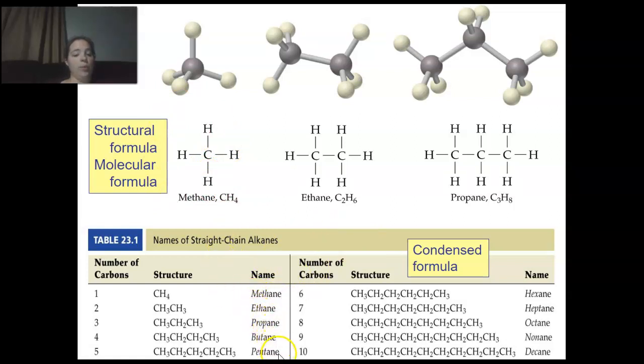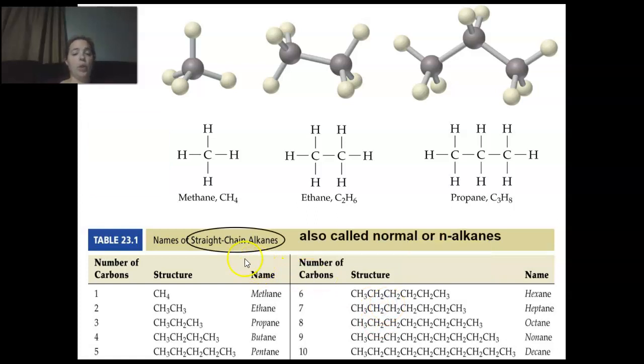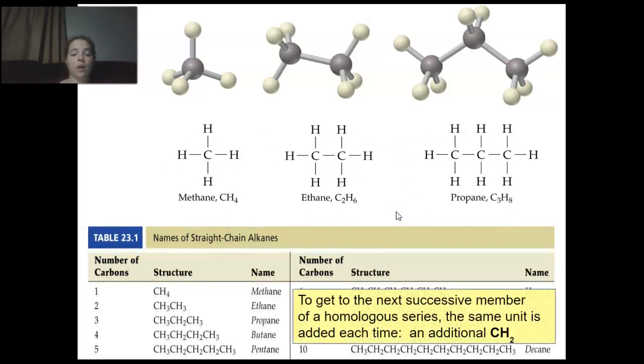Methane, ethane, propane, butane. You can see these are the condensed formulas right here. Don't worry too much about them. They're really good about giving them to you. They're straight chained alkanes. That means they go in a straight line like you see here. Each successive member of a homologous series has the same unit added each time, an additional CH2.